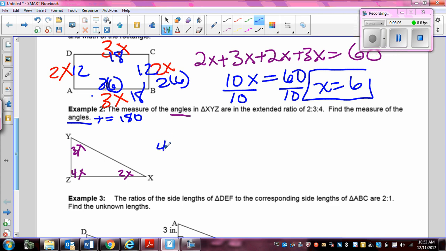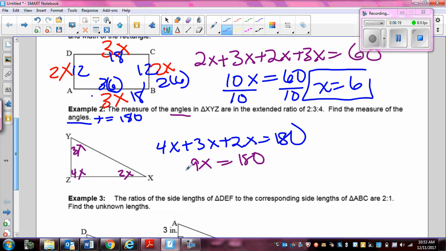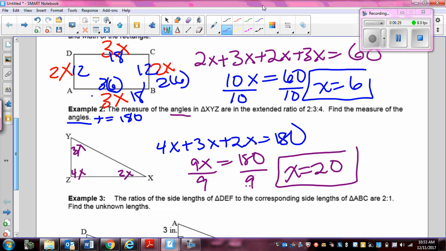So we're going to just add them up. 4x plus 3x plus 2x equals 180. Combine like terms again. 4, 7, 9 x equals 180. If you divide each side by the number in front of your x, x will equal 20, I think. Try it out. Find the measure of each angle. I'm not done. Plug them back in. 2 times 20 is 40. 3 times 20 is 60. 4 times 20 is 80. Do they add up to equal 180?